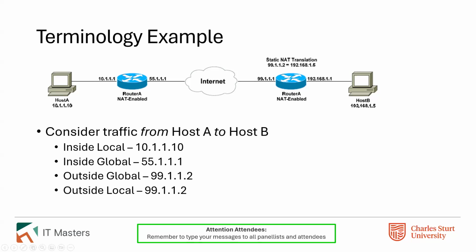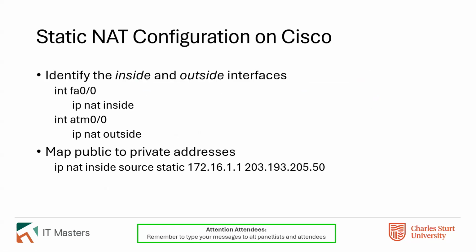So how do you configure this on Cisco? On Cisco, you basically figure out which is your inside interface, inside meaning it's inside your network, and which is your outside interface. And you identify those with a command that's ip nat inside for the inside interface and ip nat outside for the outside interface. And you can absolutely have more than one of both. So you can have multiple inside interfaces and multiple outside interfaces, and that's perfectly reasonable.